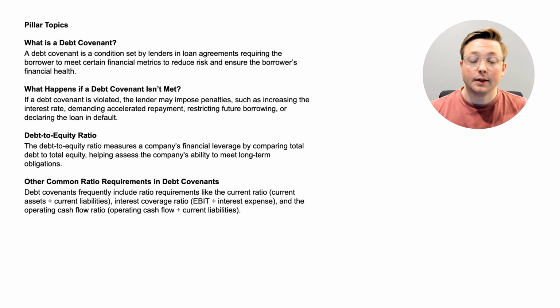And then finally, there are some other common ratio requirements in debt covenants that you might see. Debt covenants frequently include ratio requirements like the current ratio, and again, that's current assets divided by current liabilities. The interest coverage ratio, or another name for that is the times interest earned ratio, and that is EBIT, which is earnings before interest and taxes, divided by the interest expense, and the operating cash flow ratio, which is operating cash flow divided by current liabilities. So again, with all that, those are the pillar topics about this part of the blueprints.